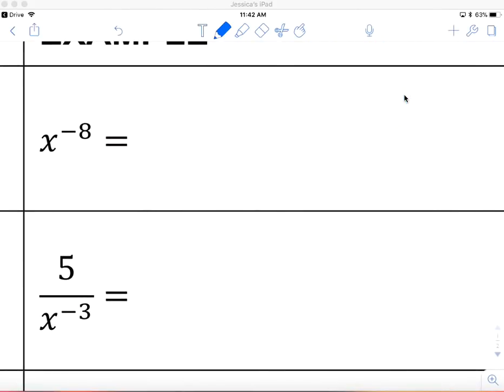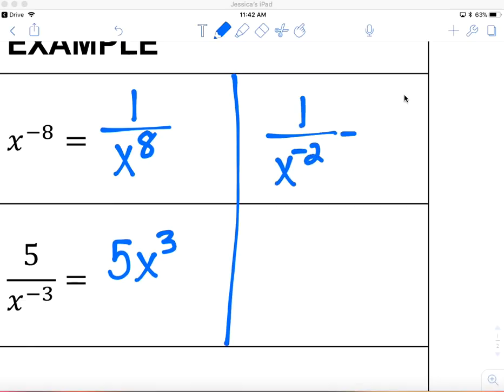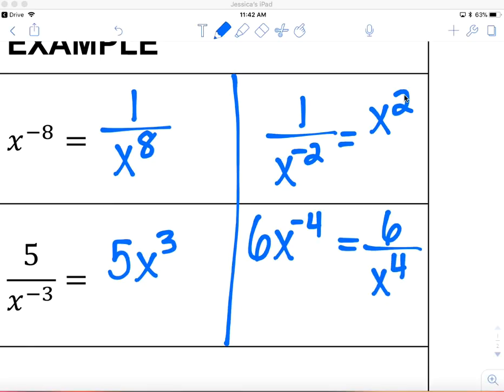X to the negative 8 is going to become 1 over x to the 8th to become positive. 5 over x to the negative 3 would become 5x to the third. So if your negative exponent is already in the denominator, then you're going to raise it to the numerator to make it positive. If it's already in the numerator, let's say it was 6x to the negative 4th, the 6 would stay on the top, and x to the 4th would move to the bottom. So you only move the base that had a negative exponent.